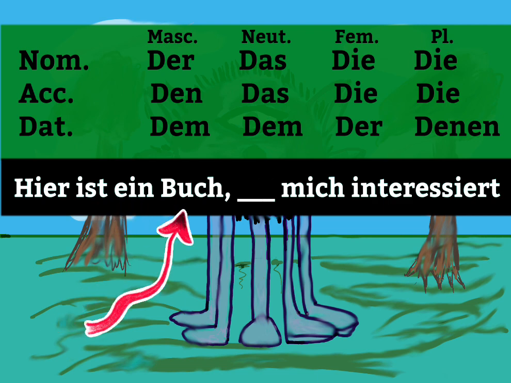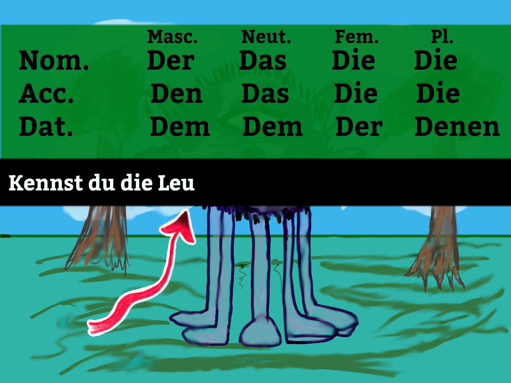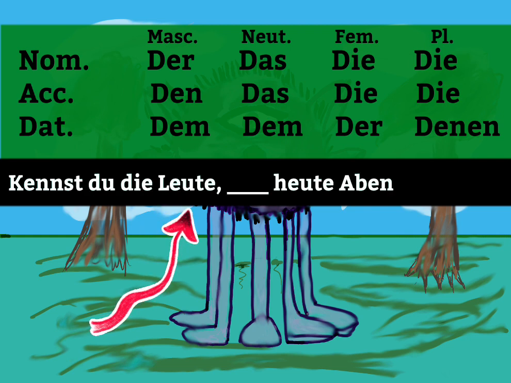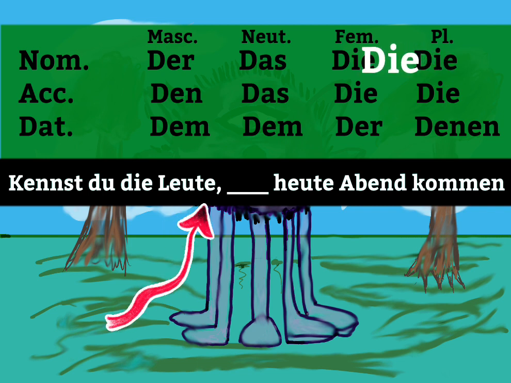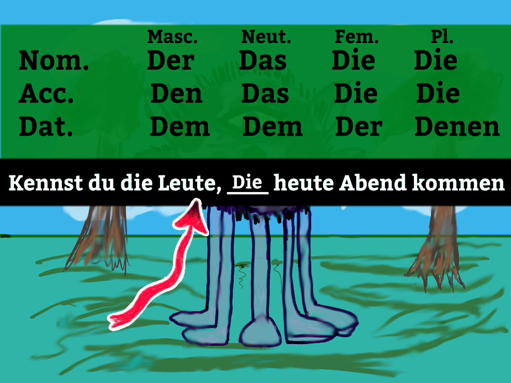Let's look at a second example. Kennst du die Leute, okay, blank, heute Abend kommen? All right, so do you know the people? We want to say who are coming tonight. So let's look back at die Leute, which is plural. So kennst du die Leute, die heute Abend kommen? Very good. One more example, and then I'm going to give you a shot.